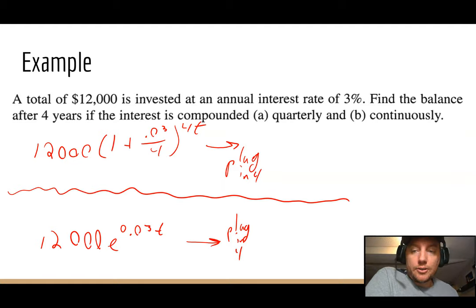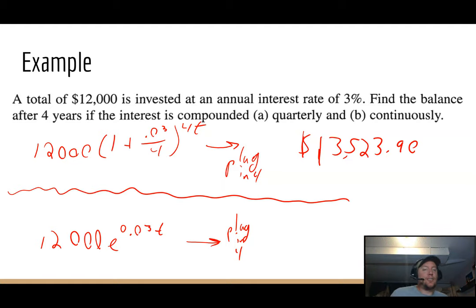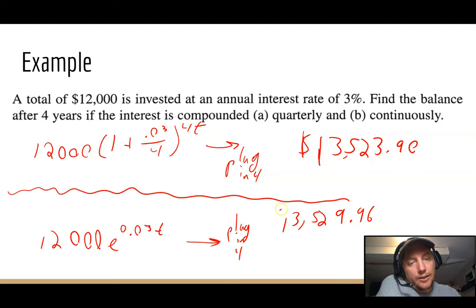So let me try my calculator. 12,000 times 1 plus 0.03 divided by 4, to the 4 times 4. I get 13,523.90. So your 12,000 has gone up to $13,523. Let's try the other one. 12,000 times e to the 0.03 times 4, I have $13,529.96. So continuous, you should always have more.